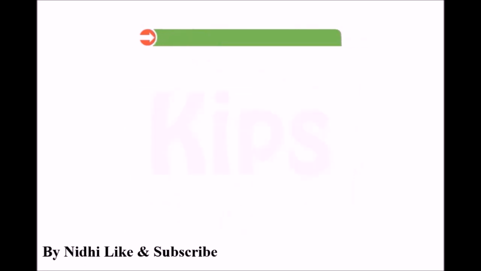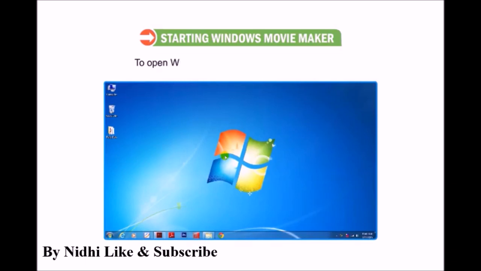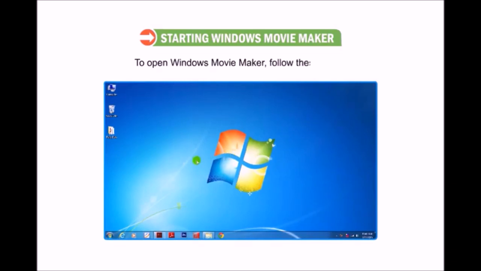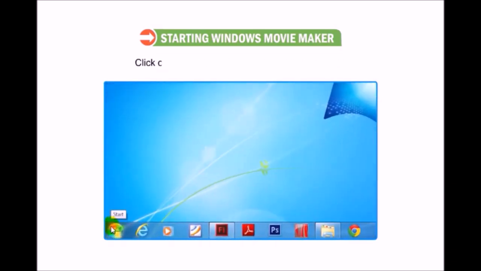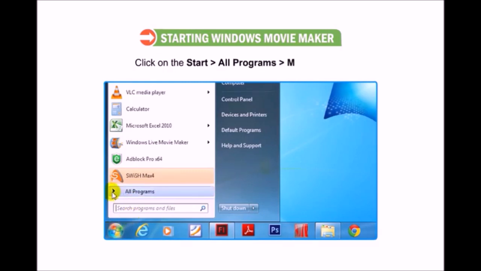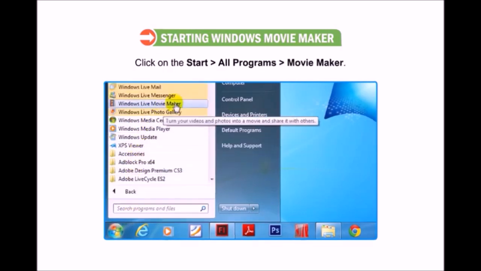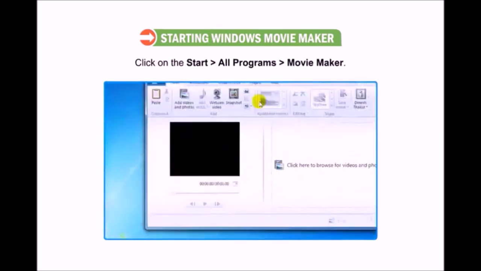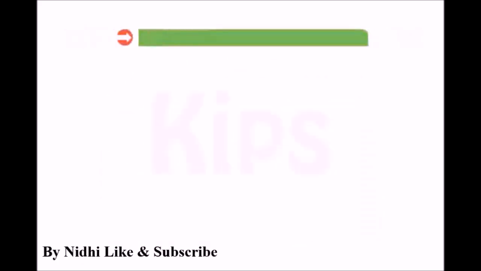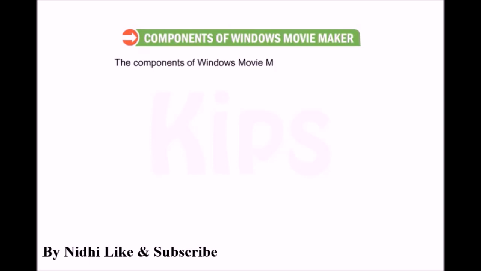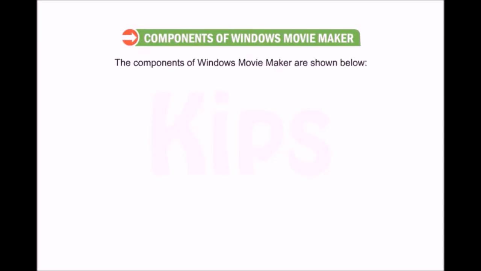Students, now let us understand how to start Windows Movie Maker. To open Windows Movie Maker, follow these steps. Click on the Start button, then All Programs, then Movie Maker. Now let us talk about components of Windows Movie Maker. The components of Windows Movie Maker are shown below.